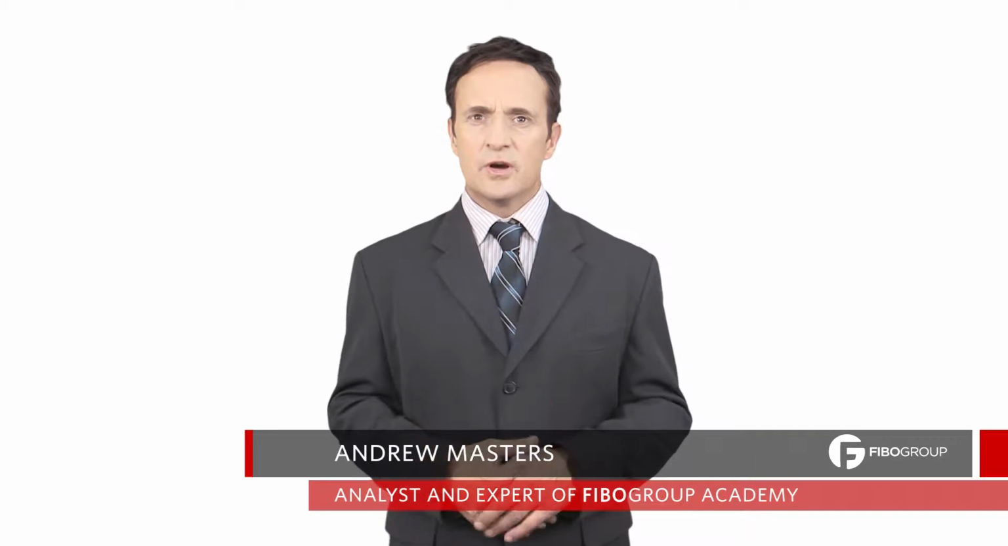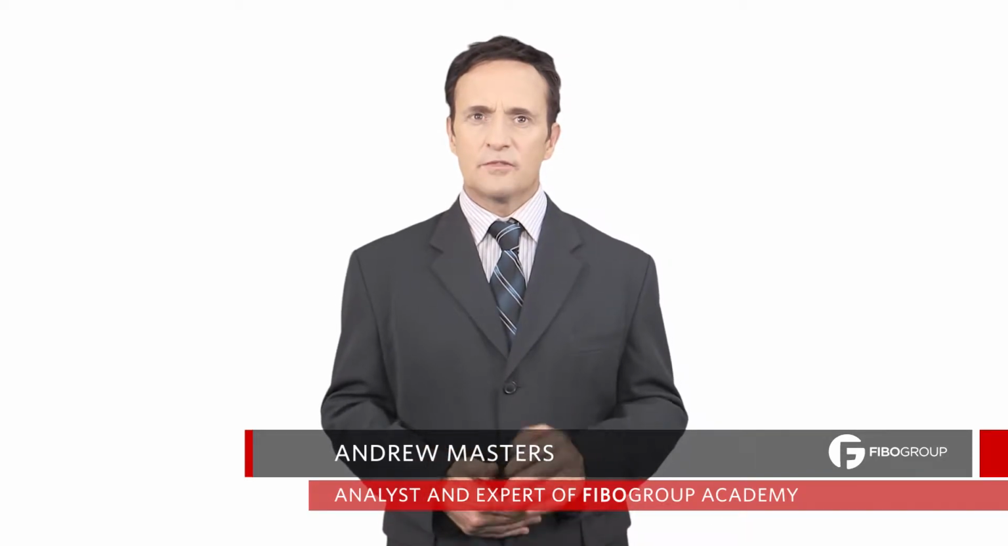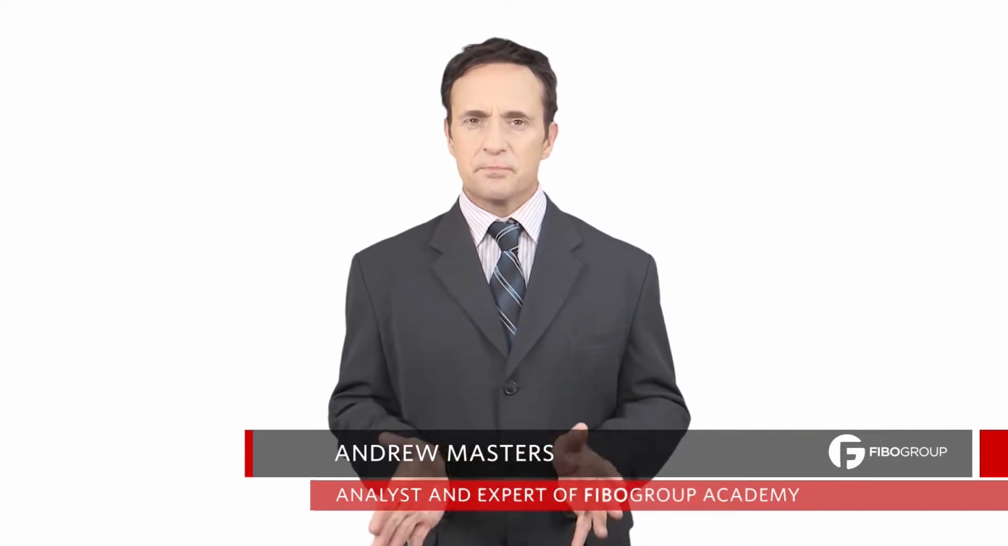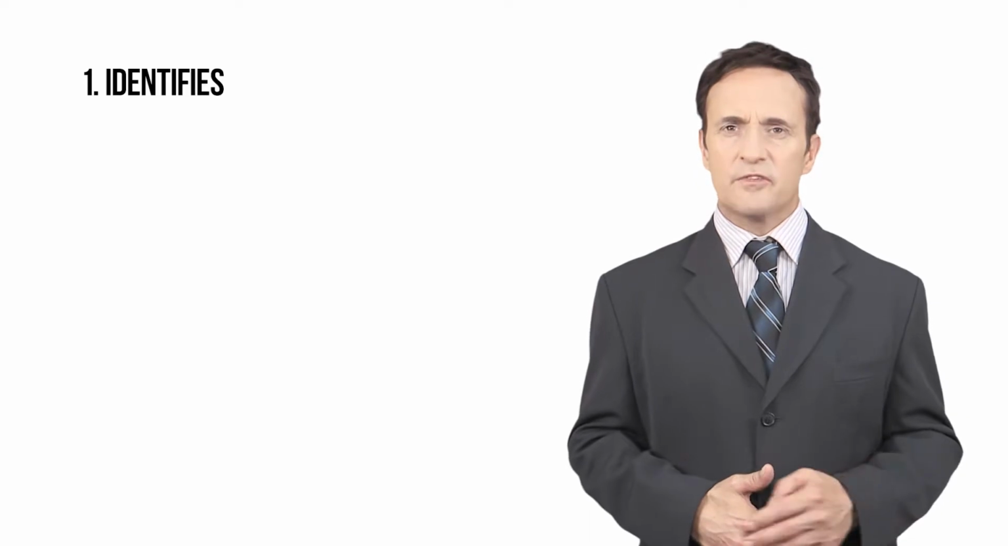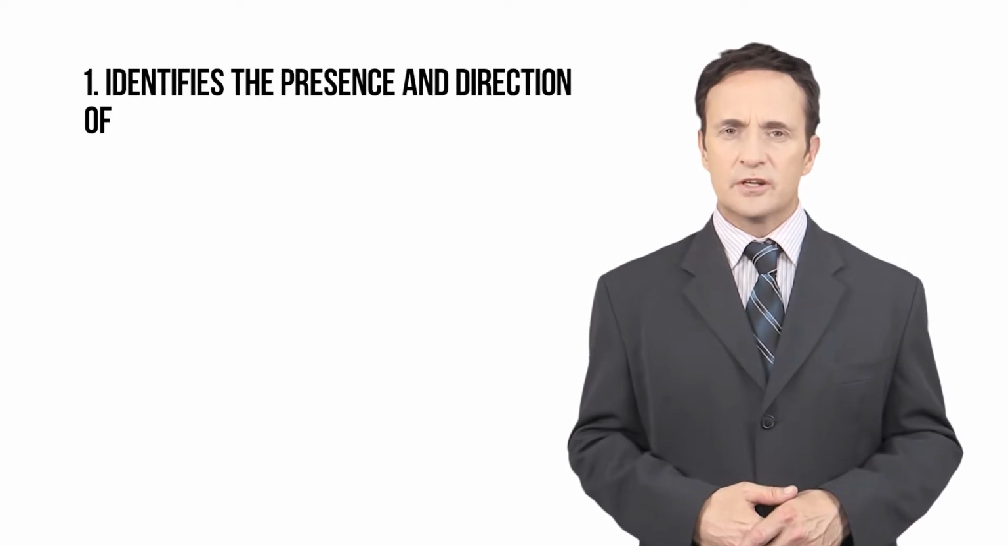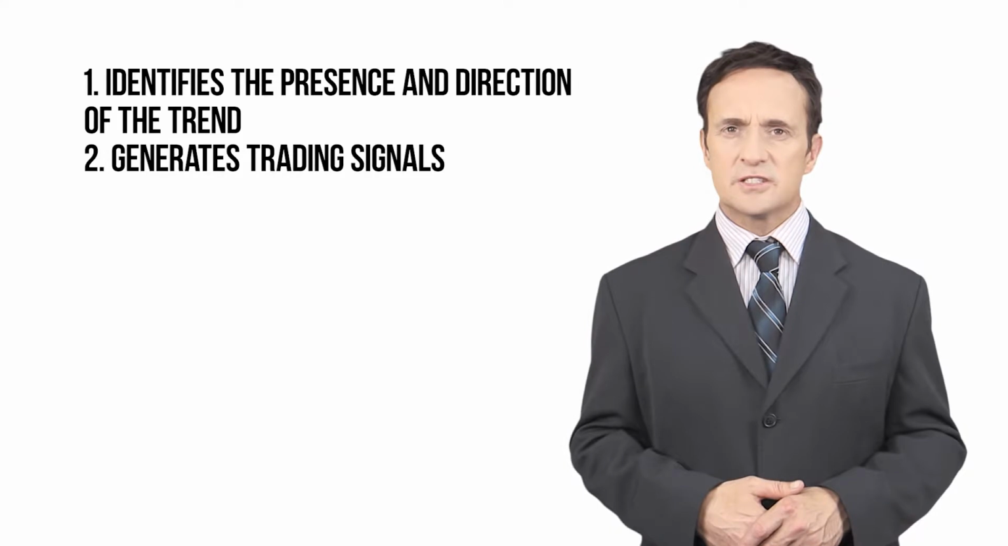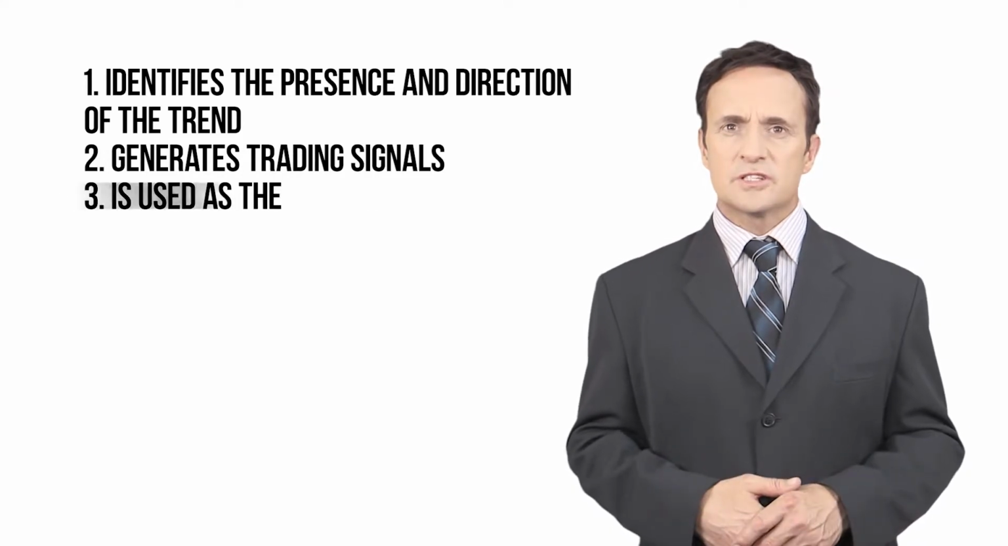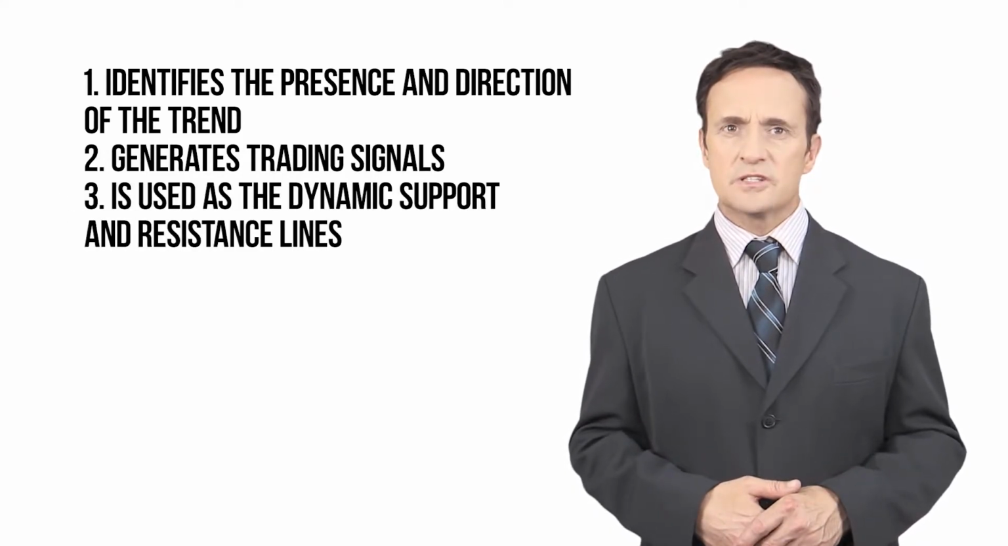In this video, we'll talk about the properties of technical indicators and the simplest indicator, the simple moving average. As we've already mentioned, the main tool of technical analysis is the technical indicator. Regardless of its name, the technical indicator fulfills the following functions in the market. 1. Identifies the presence and direction of the trend. 2. Generates trading signals. 3. Is used as the dynamic support and resistance lines.